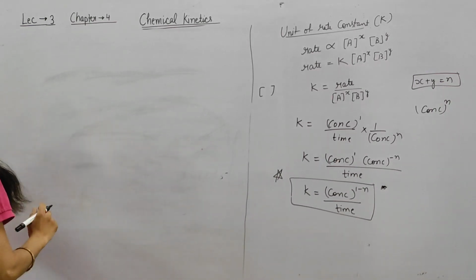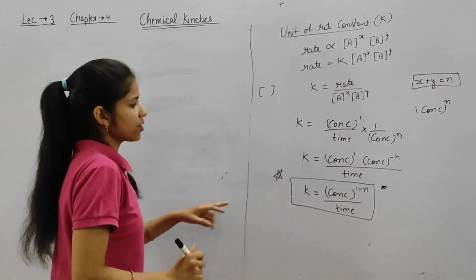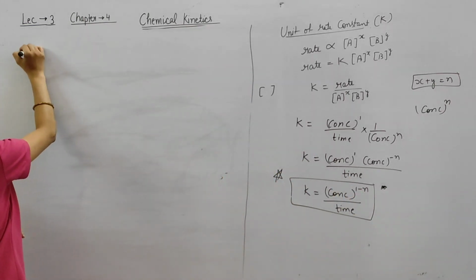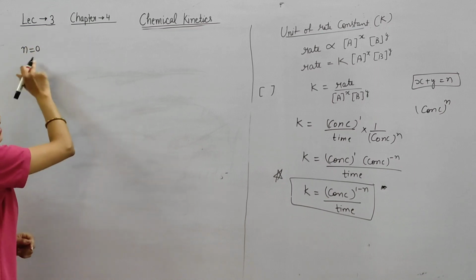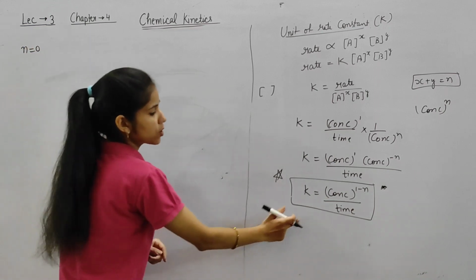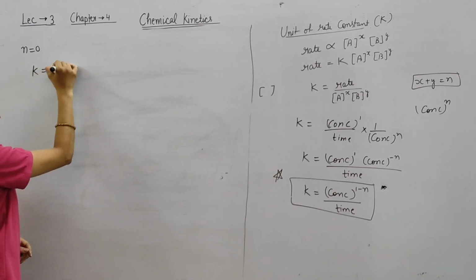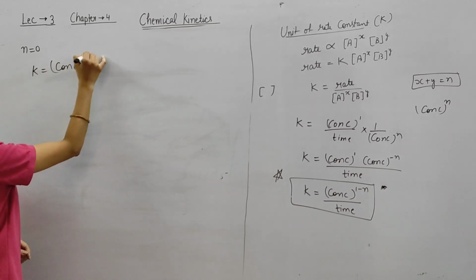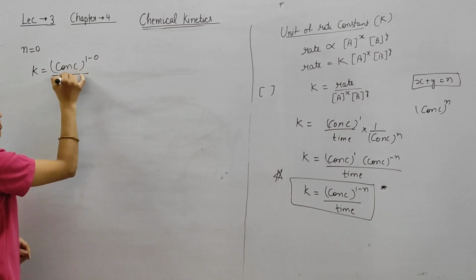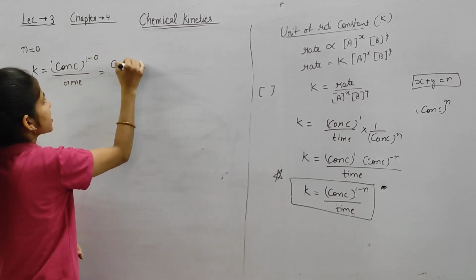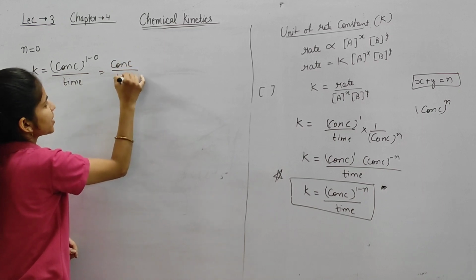So firstly we are talking about zero order reactions. For zero order reaction n is 0. So we have to put this n here. So k equals concentration to the power 1 minus 0 divided by time. So this is equal to concentration divided by time.